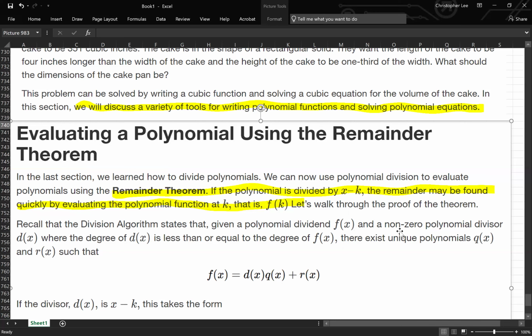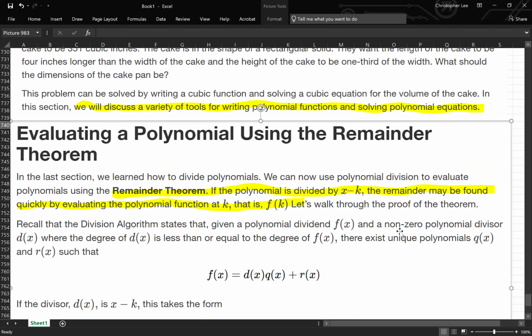Recall that the division algorithm states that given a polynomial dividend, f of x, and a non-zero polynomial divisor, d of x, where the degree of d of x is less than or equal to the degree of f of x, there exist unique polynomials q of x and r of x such that f of x equals d of x times q of x plus r of x.